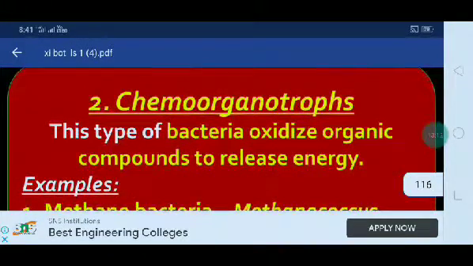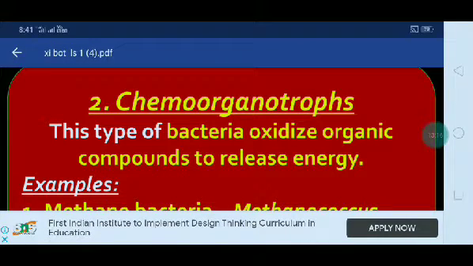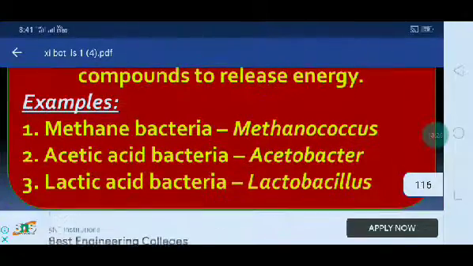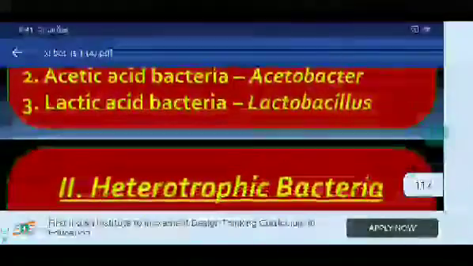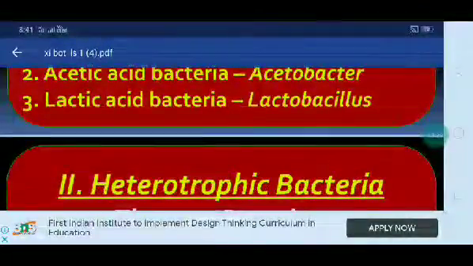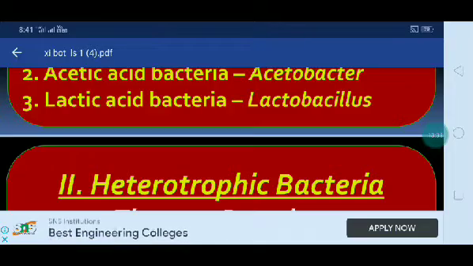This type of bacteria oxidize organic compounds to release energy. That is called organic components, as opposed to inorganic components. Examples: methane bacteria, Methanococcus; acetic acid bacteria, Acetobacter; lactic acid bacteria, Lactobacillus in curd. Lactobacillus is there in milk.